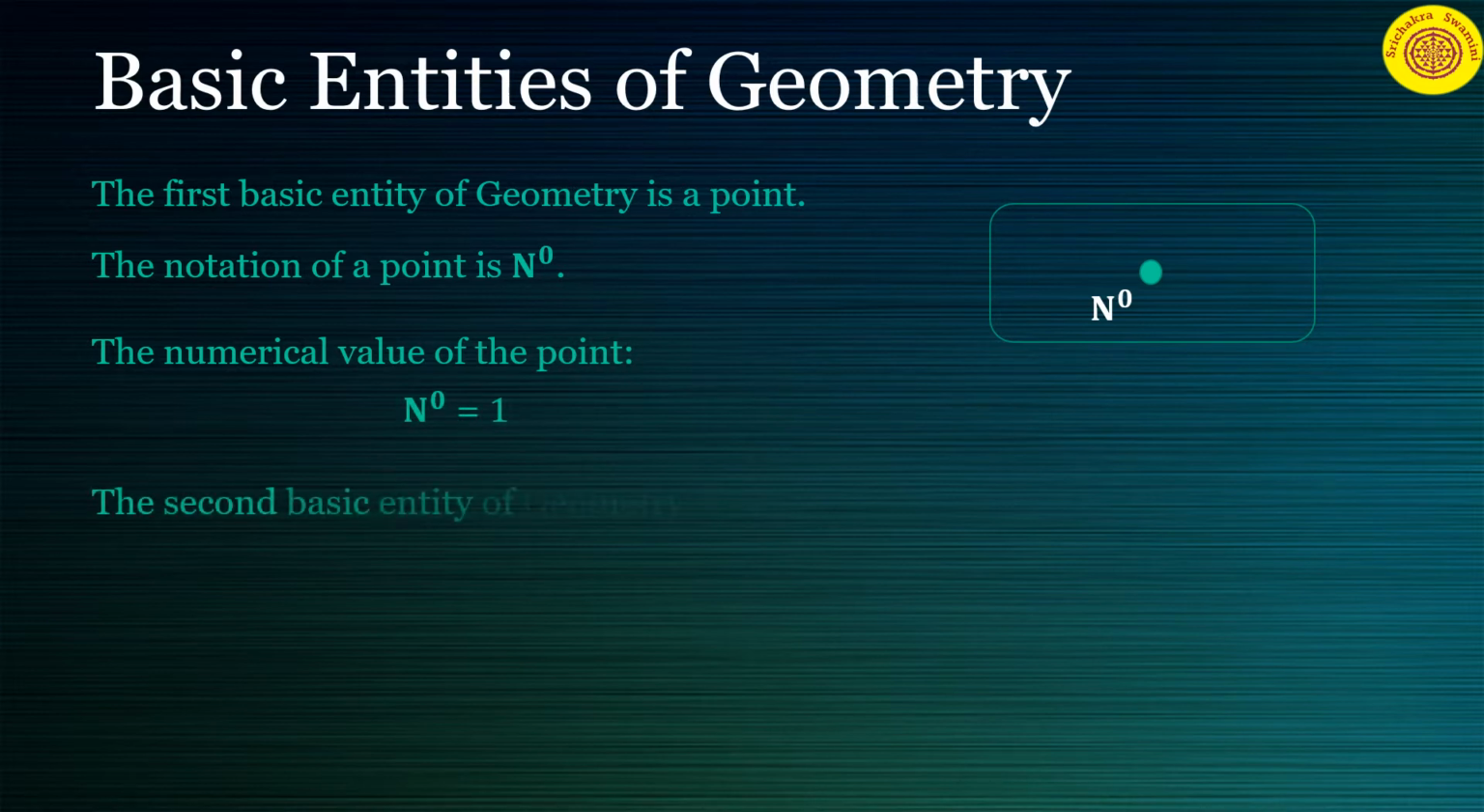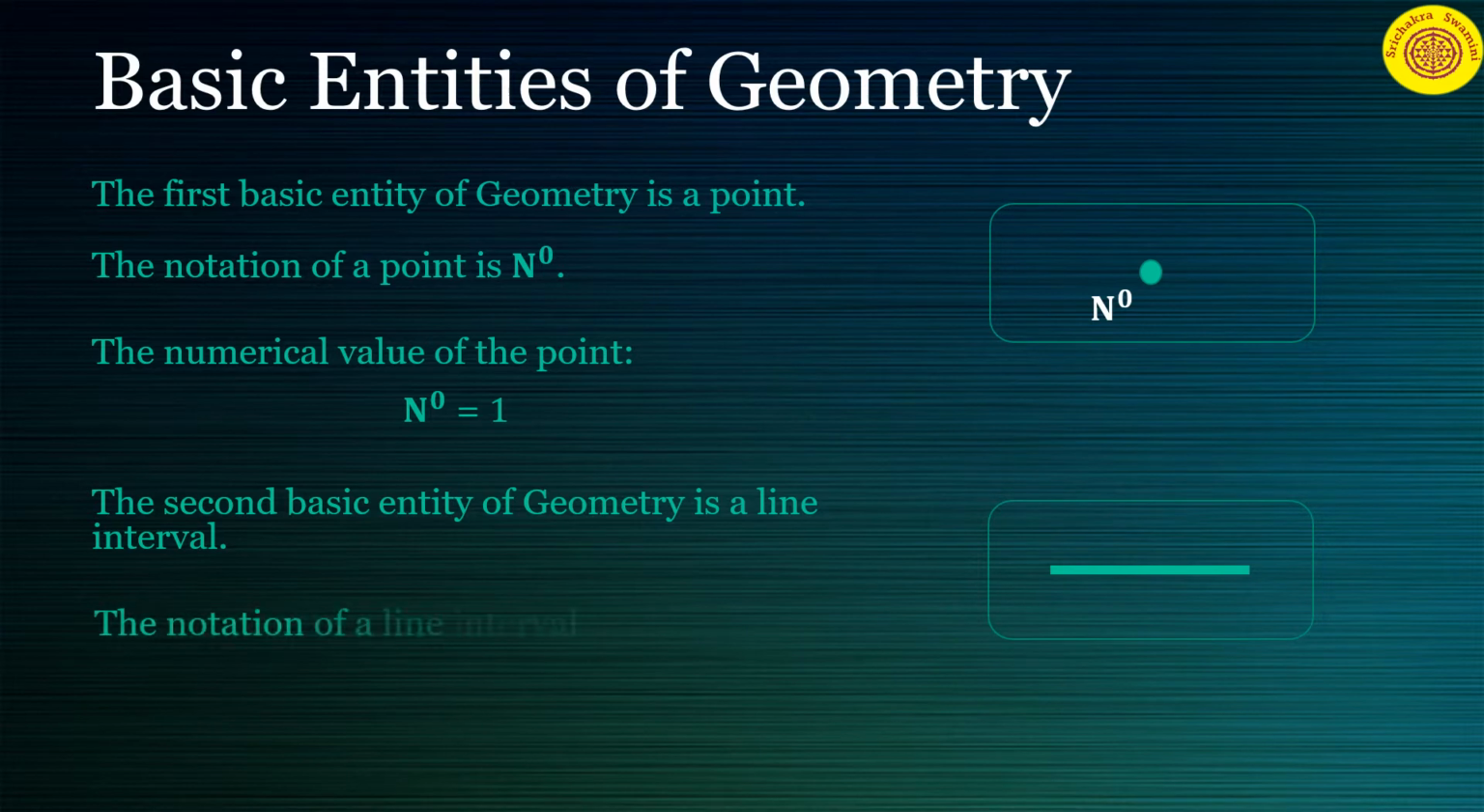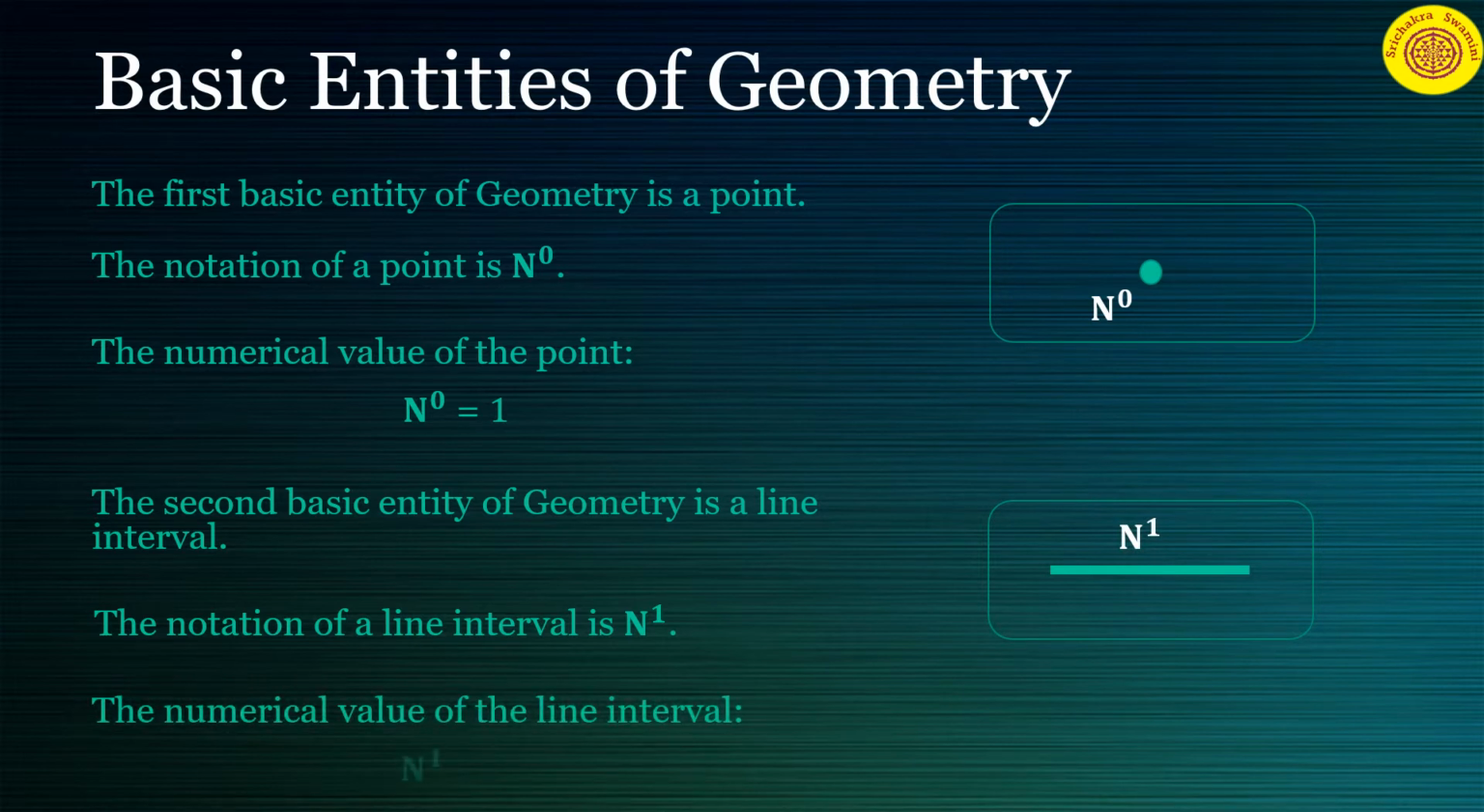The second basic entity of geometry is a line interval. The notation of a line interval is n raised to 1. The numerical value of the line interval n raised to 1 is equal to n.